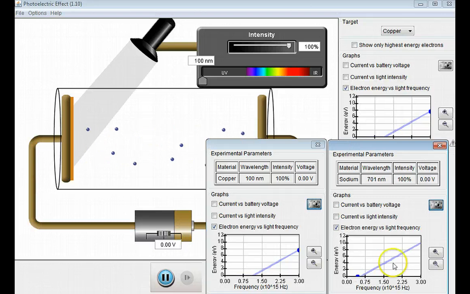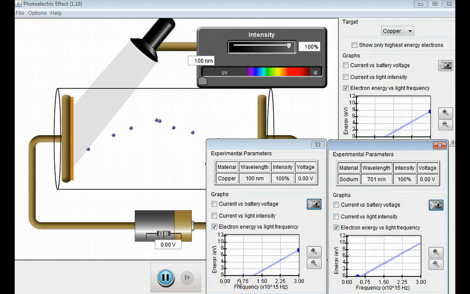You'll see that they both have the same slope. Now, the slope of these two graphs represent Planck's constant. However, their x-intercept here and here is different. That's because each metal has its own threshold frequency. And then down below here, we'll have a y-intercept, and I'll talk about that soon.